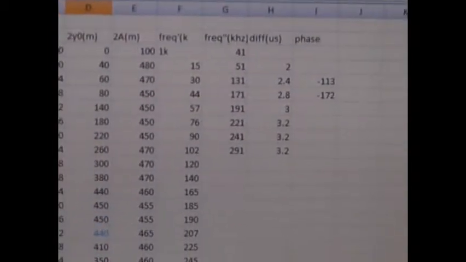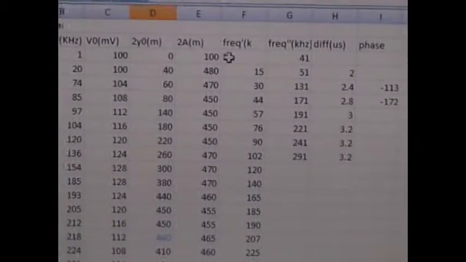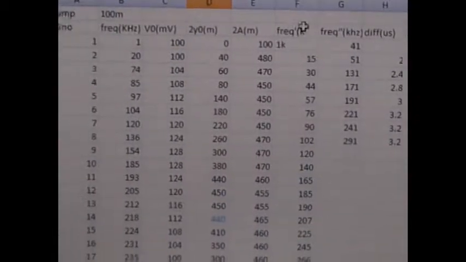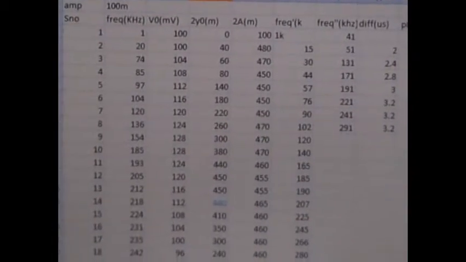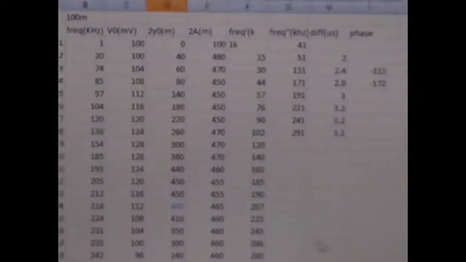These are the phase, the distance and the frequency measurements, and we have plotted this. We'll come to that later.